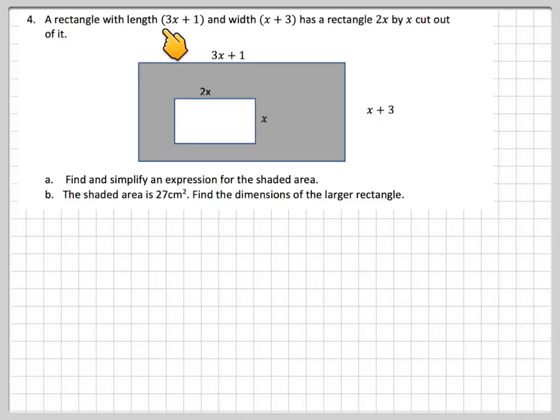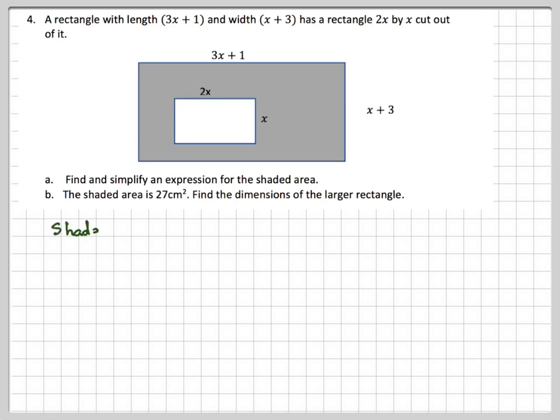A rectangle has length 3x plus 1 and a width of x plus 3, and it has a rectangle of 2x by x cut out of it. Find and simplify an expression for the shaded area.